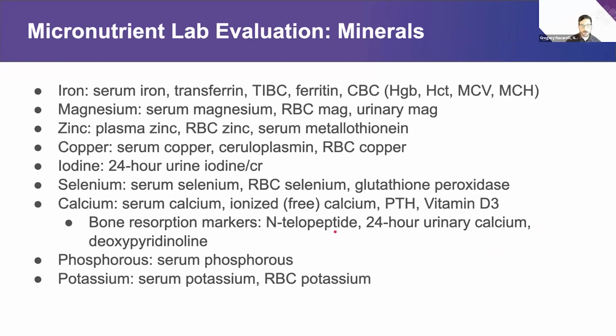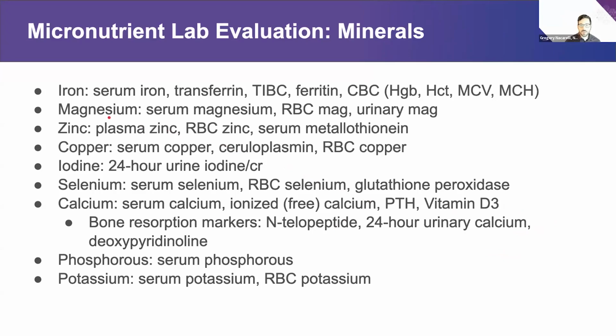And then for minerals, iron: serum iron, transferrin, total iron binding capacity, ferritin, which can be elevated not just if there's low iron, but also if there's inflammation, because the body will sequester iron from bacteria. So you'll see that shoot up. And then you could look at a CBC looking for anemia. Same thing with B12 and B9.